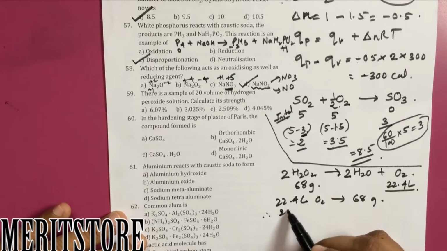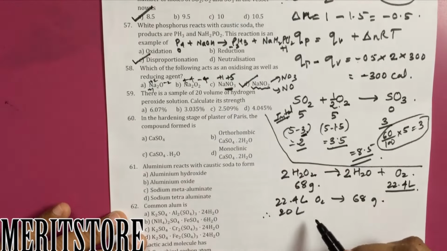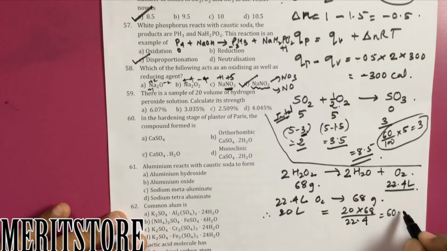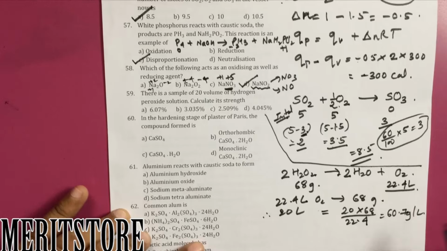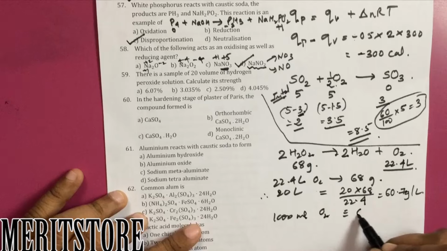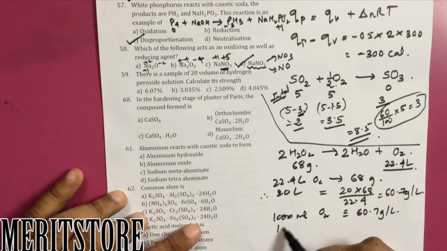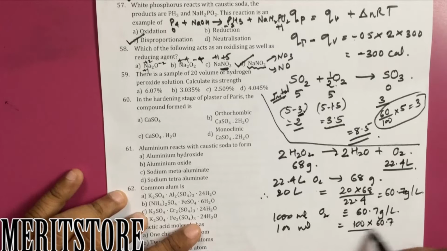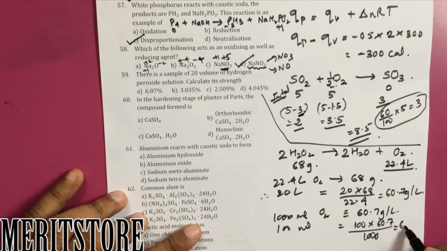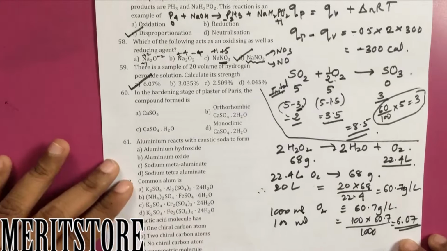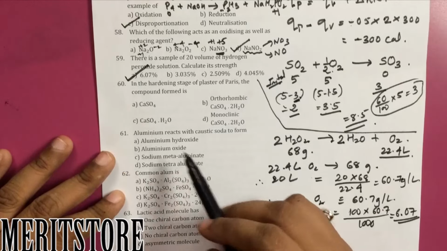Therefore, for 20 liters, since it is 20 volumes, 20 liter can be obtained from 20 into 68 divided by 22.4. So this comes out to be around 60.7 gram per liter. Now 1000 ml of solution gives 60.7 gram, so 100 ml will give 100 into 60.7 divided by 1000. That comes out to be around 6.07. Therefore, strength is 6.07%.